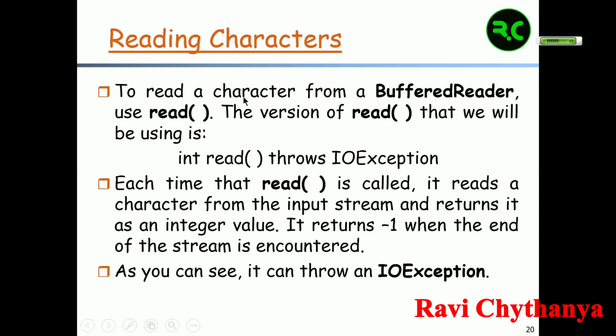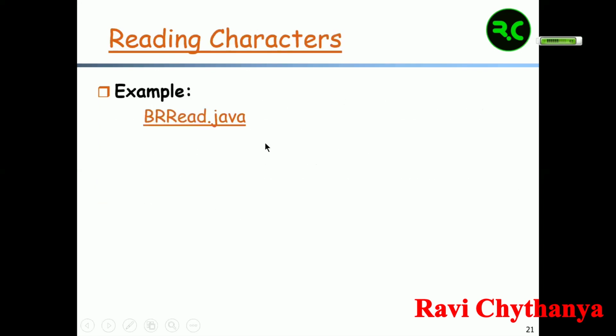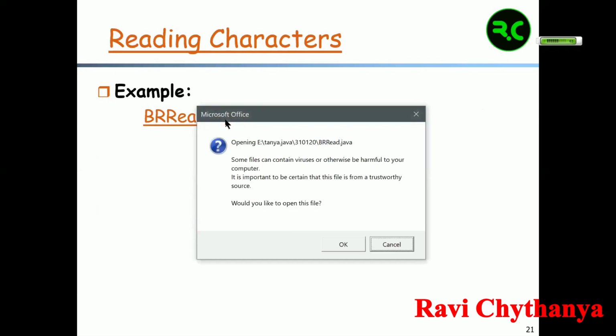To read a character from a BufferedReader, use read. The version of read that we will be using is int read() throws IOException. Each time that read is called, it reads a character from the input stream and returns it as an integer value. It returns -1 when the end of the stream is encountered. And it can throw an exception called IOException. Let us have the example BRRead.java.